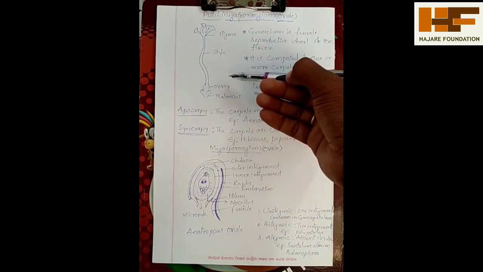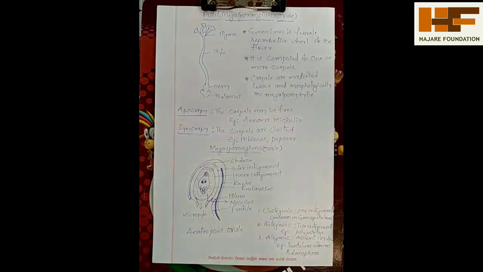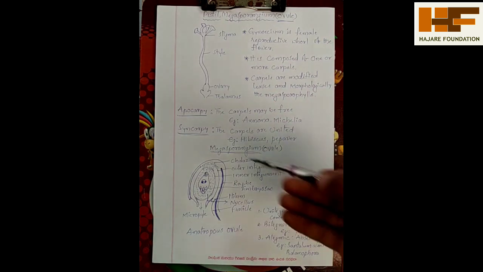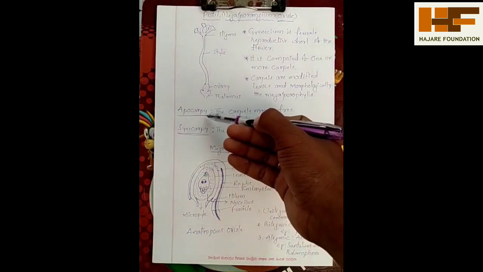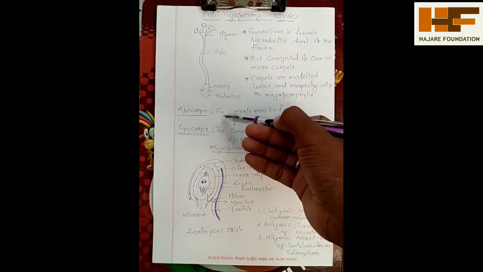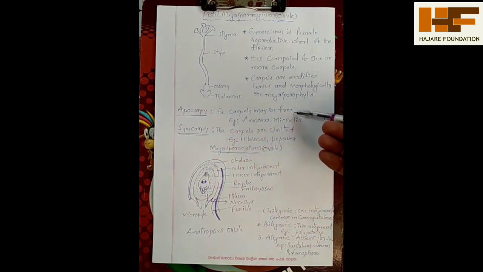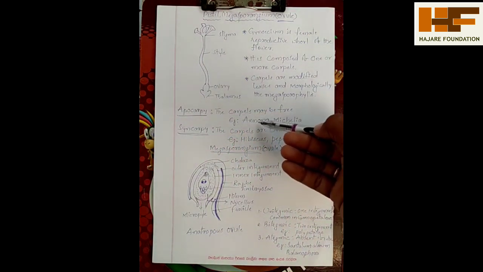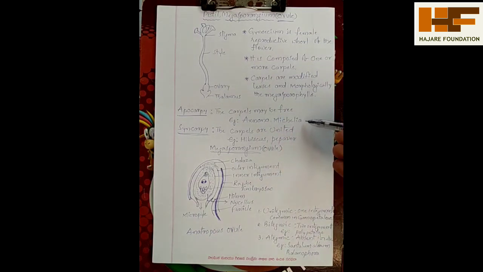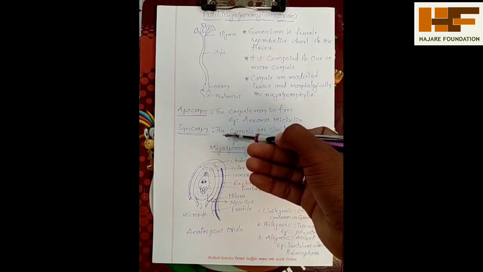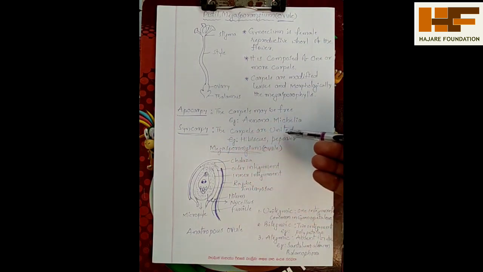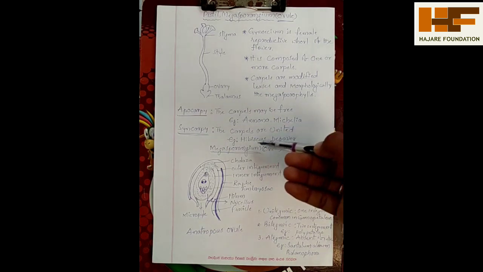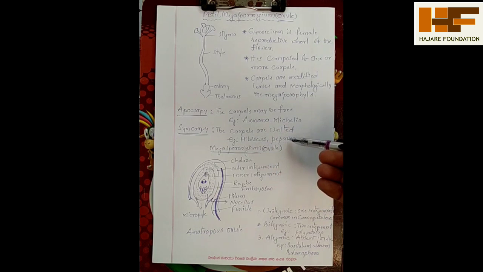And these carpels, depending on whether they are in fused condition or free condition, are of two types. One is apocarpous or apocarpy. It means the carpels are free. It is commonly found in Annona and Michelia. And syncarpous means the carpels are united or fused. Such a condition can be seen in plants like hibiscus and papaver.